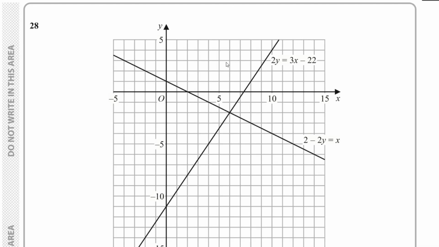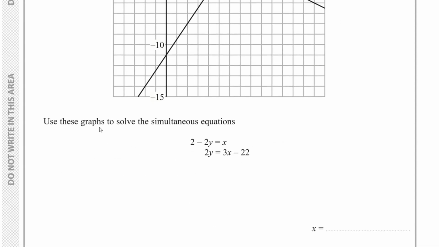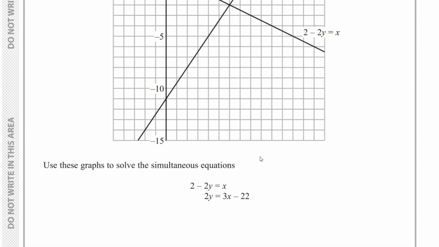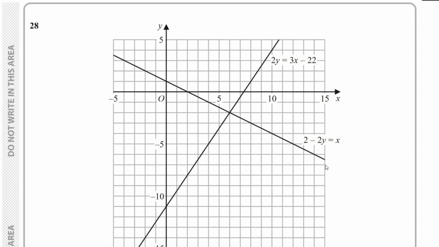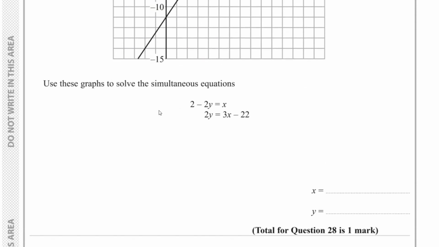Question number 28. We have to use these graphs to solve these simultaneous equations. 2 subtract 2y equals x and 2y equals 3x subtract 22. And those are the graphs shown here. Well, where the graphs intersect are here. You can see we've got an x coordinate of 6, a y coordinate of -2. So we have x equals 6, y equals -2.